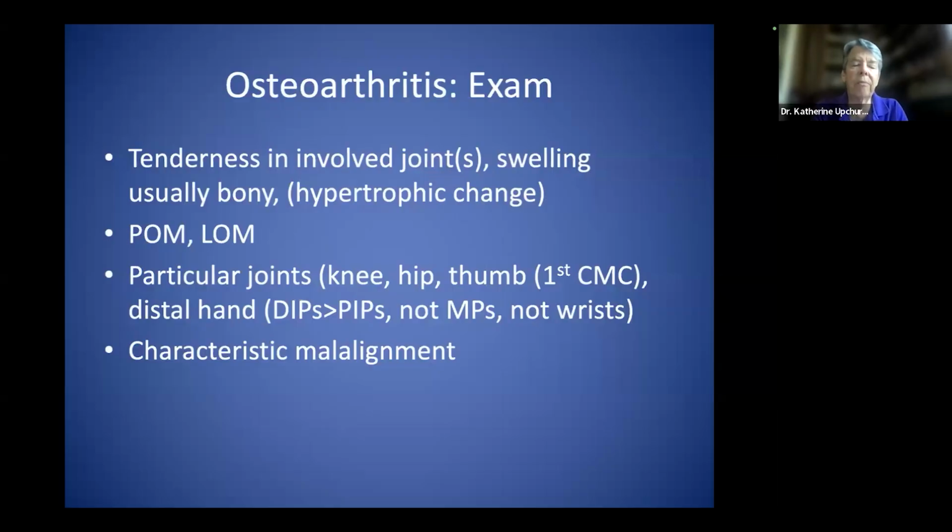Now, just to recoup, osteoarthritis is associated with tenderness in involved joints, usually bony swelling, pain on motion, loss of motion, and the particular joints that are involved: hips, knees, thumbs, particularly the first carpometacarpal joint, distal hand joints, DIPs more so than PIPs, not the MPs, not the wrists, and this characteristic malalignment that you saw on those previous slides.